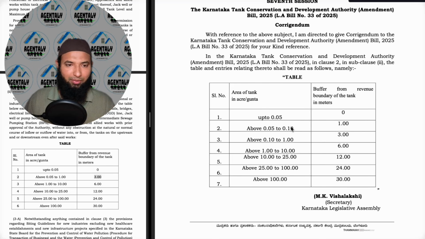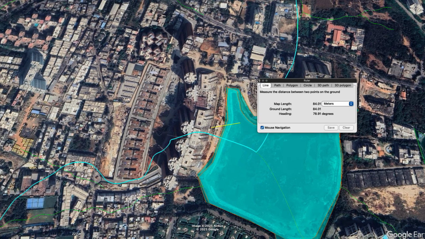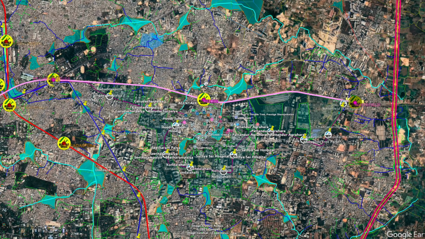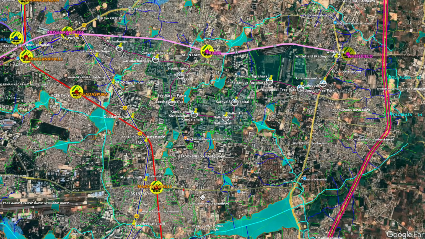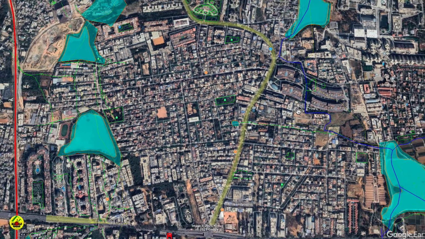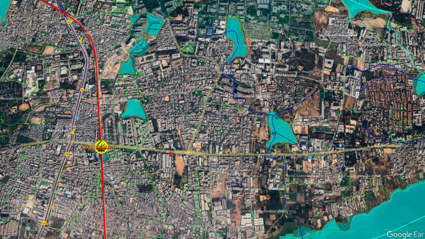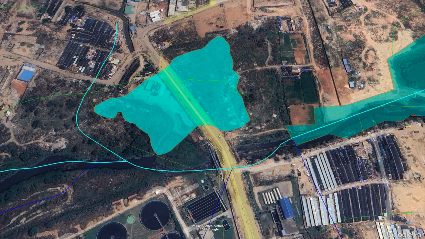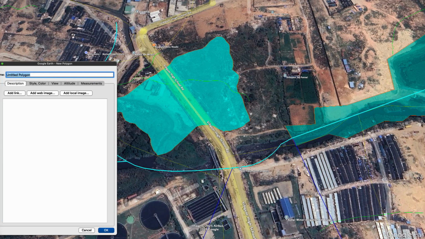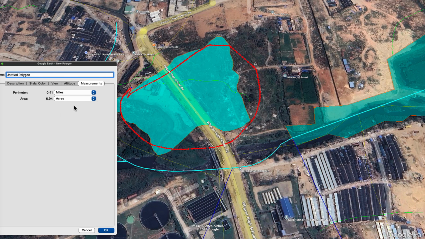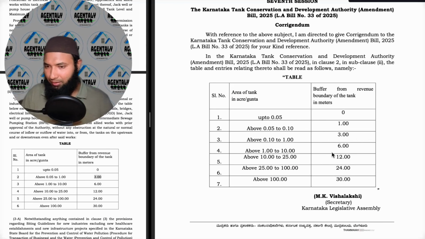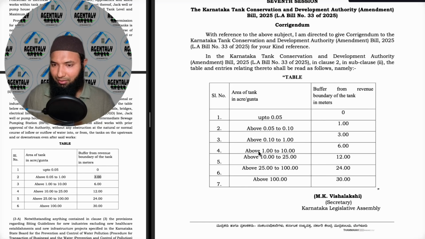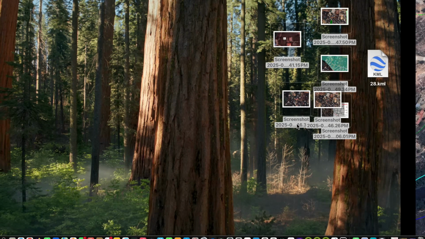If we get a smaller one also, I'll show you an example. Let me zoom in, zoom out. Let us search if there is anything. Okay, here we can see some small options. Now this is a park. We need lakes. Here, what is the size of this? Let us see now. How much is it coming? 6.9 acres. It falls under this portion. Only a 6 meter buffer zone is required for this.